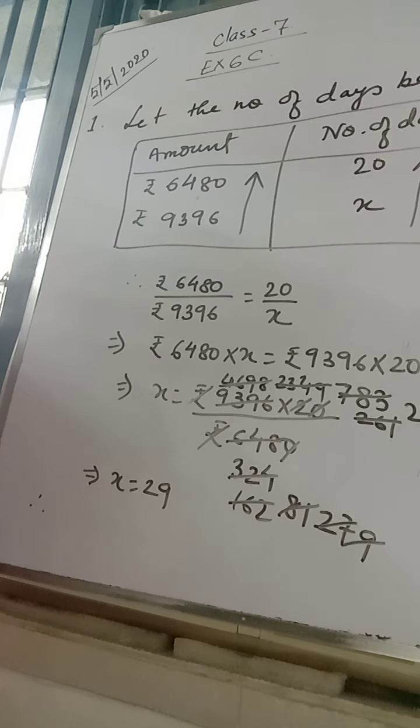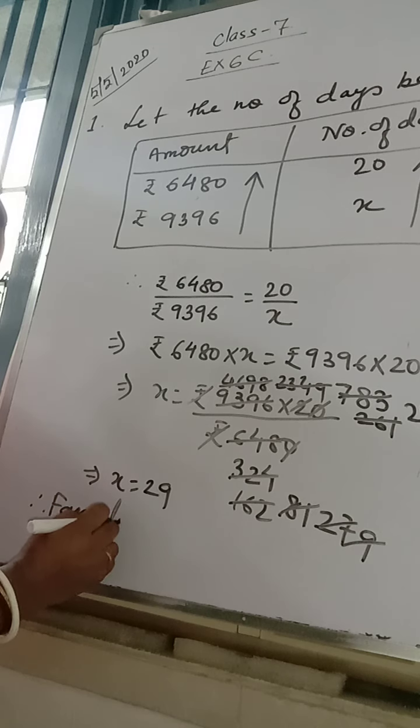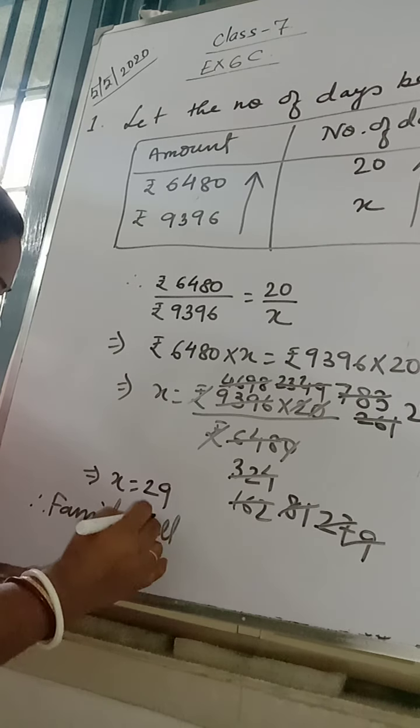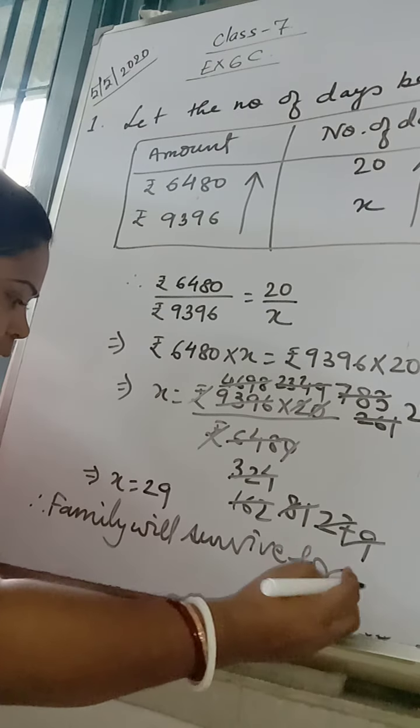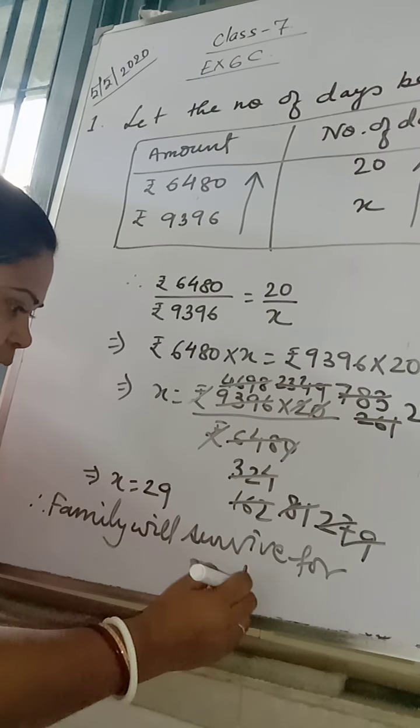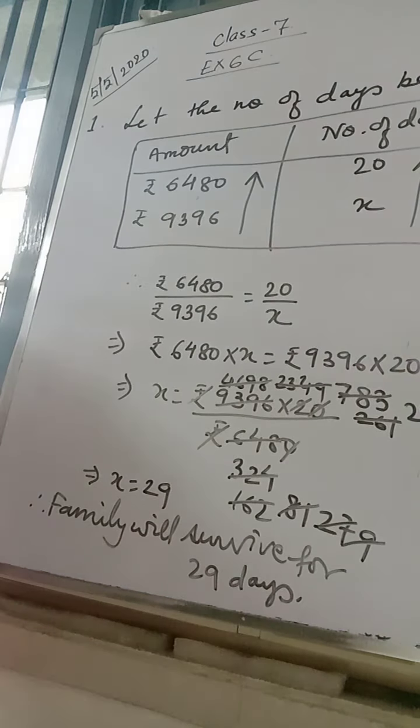Here you write, family will survive for 29 days. Okay, in this way we have to solve this. This is easier than the simple unitary method.